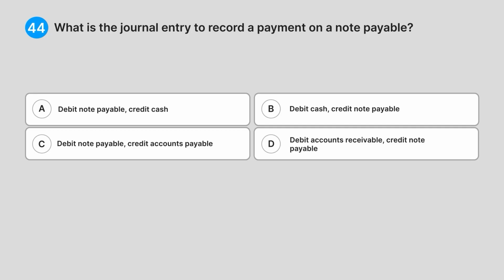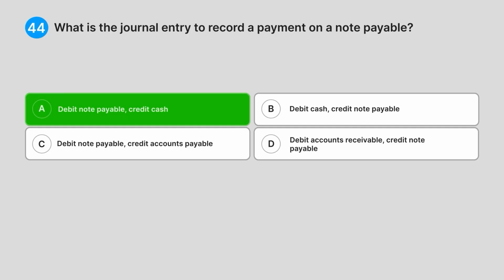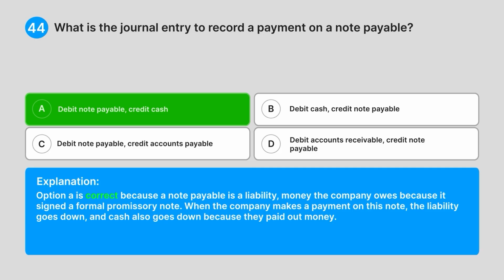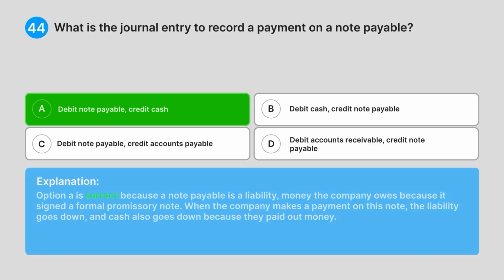Correct answer A. Debit note payable. Credit cash. Explanation. Option A is correct because a note payable is a liability, money the company owes because it signed a formal promissory note. When the company makes a payment on this note, the liability goes down, and cash also goes down because they paid out money.